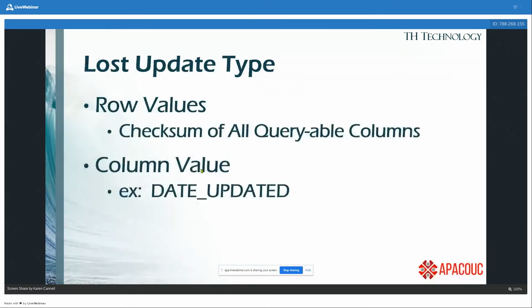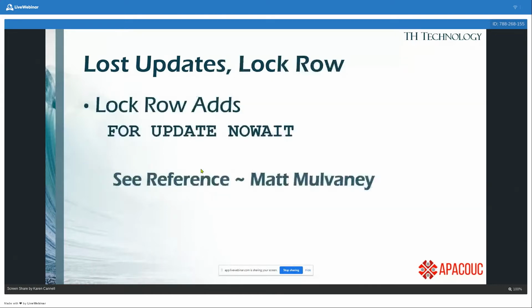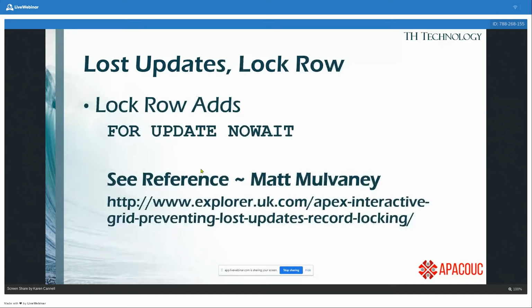Lost update type. I talked about this a little like a minute ago. By default, it's that checksum of all queryable columns. Unless you have a specific reason, I have found that everything works great. And this is for if I'm editing the row at the same time someone else is editing the row, who's going to win, kind of thing. That's what that's for. Locking a row is way beyond the scope of this. By default, the lock row is for update no wait. There are some nuances to this, and I gave you the reference to look up more details there.